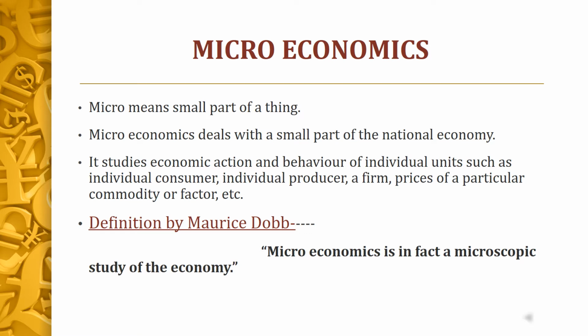There are different definitions given by different economists. One of the definitions is given by Morris Dobb. Morris Dobb explains microeconomics as a microscopic study of the economy. What do you mean by that? It means just as the microscope helps us to study the millions of cells in the body of a human being, microeconomics helps us to study the small little units of the economy minutely in detail.